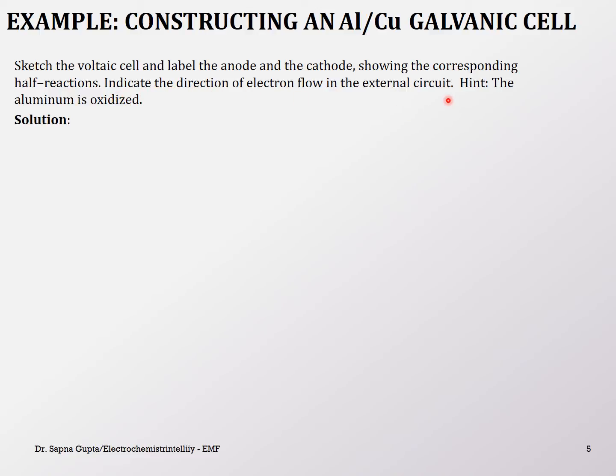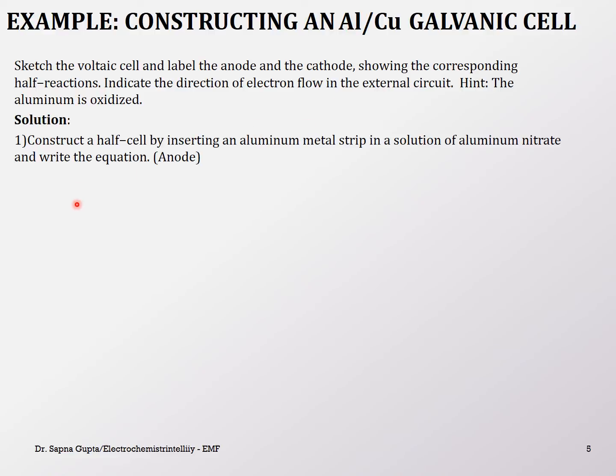And then the hint here is that the aluminum is being oxidized, which means aluminum is losing electrons, which means aluminum is your anode. Even otherwise, eventually you're going to learn that when you write something like the aluminum copper galvanic cell or electrochemical cell, aluminum, the first element, whatever it is, that's going to be your anode. Okay, that's your starting point. Okay, so let's make this thing.